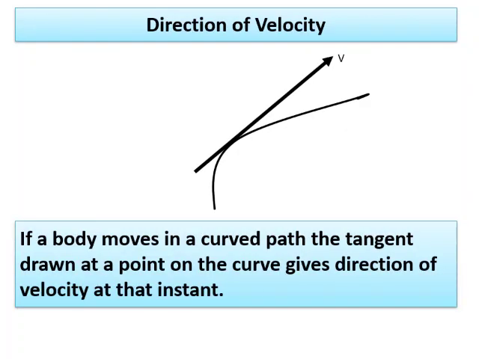We know velocity gives an idea how fast the vehicle is moving in a specified direction, where velocity is a vector, so it can be represented by a directed line segment. Its length indicates speed and arrow gives the direction of motion. If a body moves in a curved path, the tangent drawn at any particular point on the curve gives the direction of velocity at that particular instant.